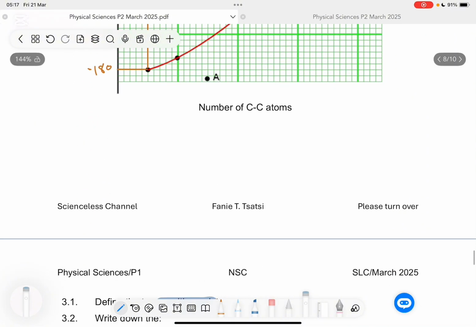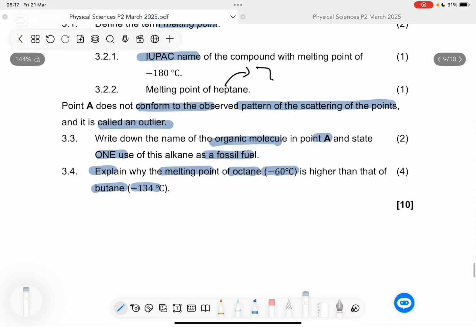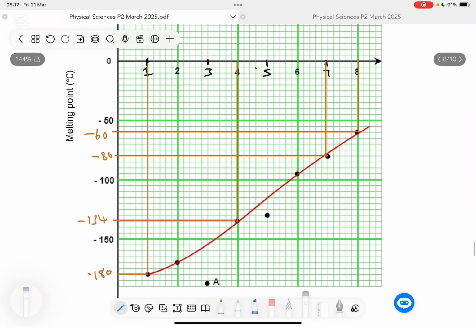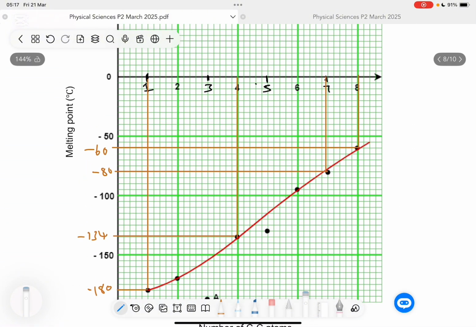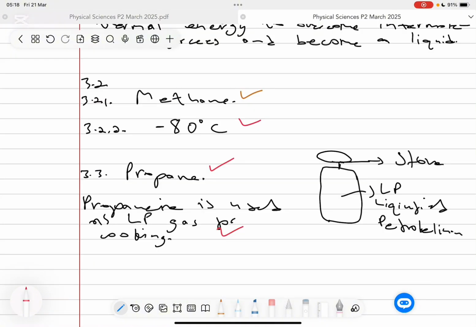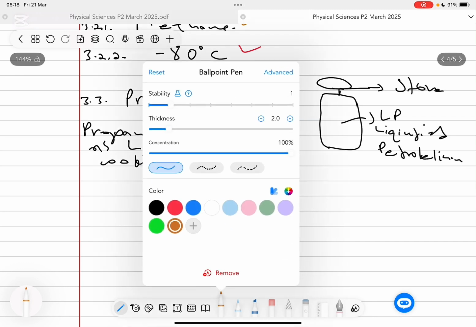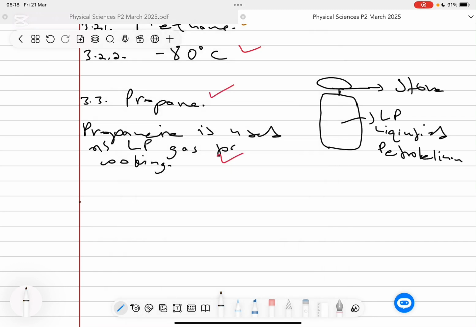Now we want to know why the melting point is higher for octane than that of butane. Obviously, you can see that octane would be a large molecule. Octane would be made up of 8 carbon atoms. It would be a large molecule compared to the butane, which is only made up of 4 carbon atoms, a small molecule. So that's the first thing that I'm going to reason here.